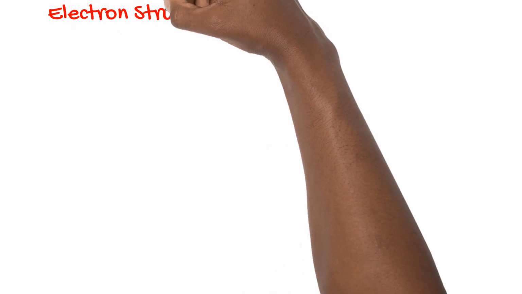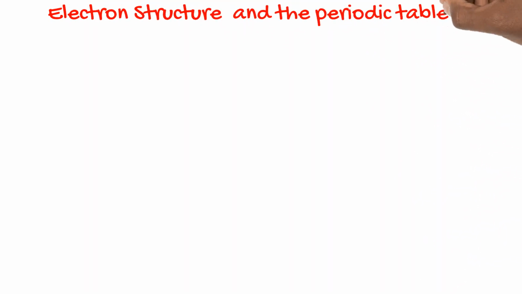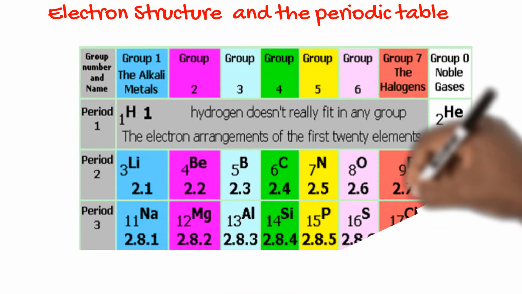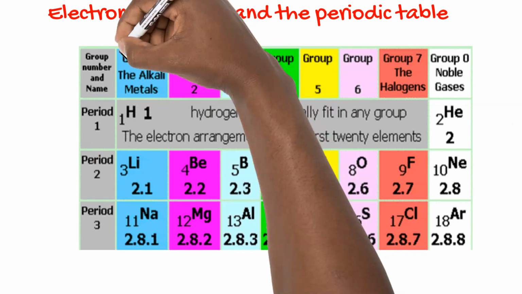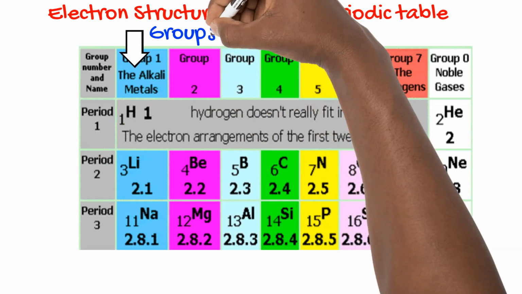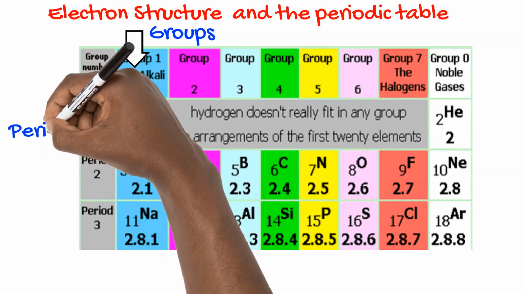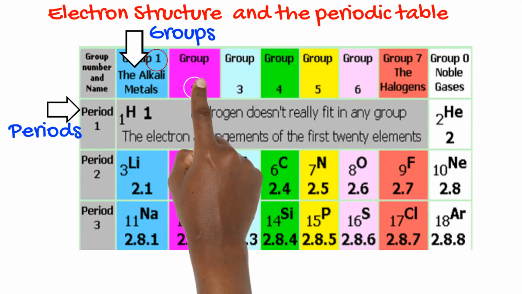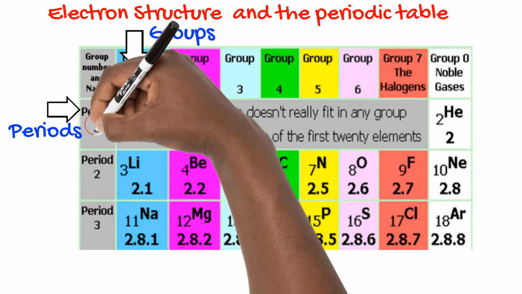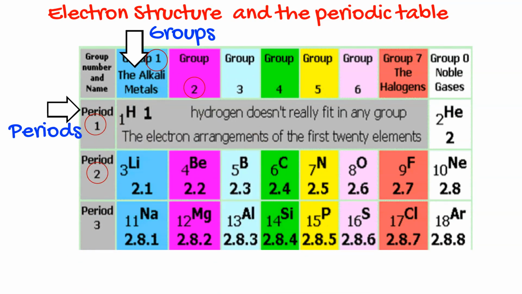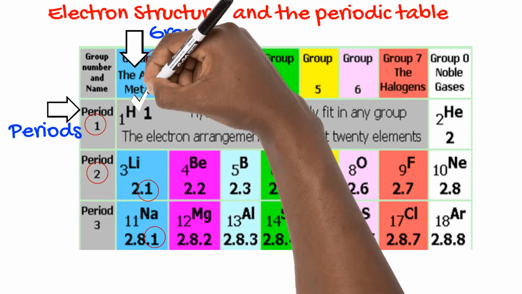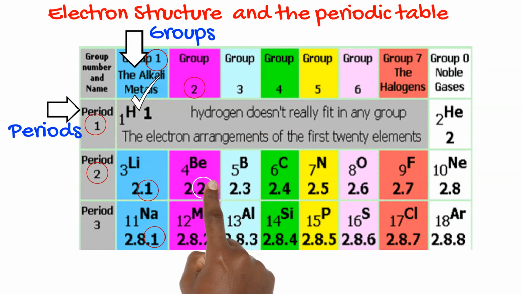Knowing the electron structure is really important because it helps to tell you where an atom can be found in a periodic table. If you look on the periodic table, the vertical columns are called groups and the horizontal rows are called periods, like group 1 and group 2, or period 1 and period 2. If you look closely, you see that lithium and sodium both have 1 electron in the outer shell, and they both happen to be in group 1.